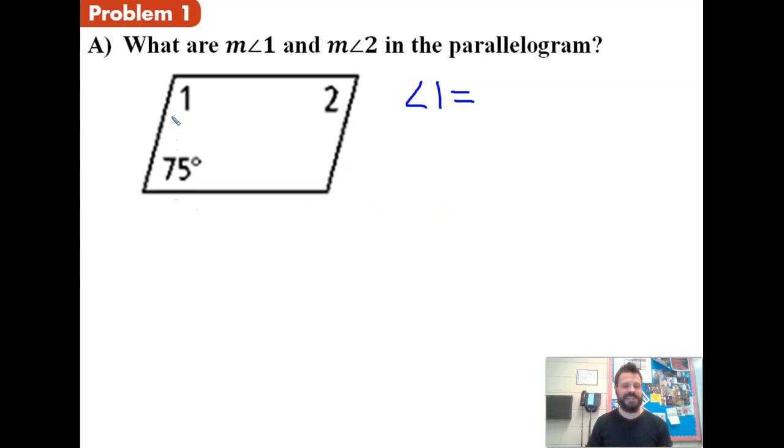Notice number 1 is consecutive with the 75 we're given. It's an angle kind of in a row. We just gave you a theorem that said consecutive angles are supplementary, so they'll add to 180 degrees. So if I want to find angle 1 here, I'll take 180 and subtract the 75, which will give me 105 for angle 1.